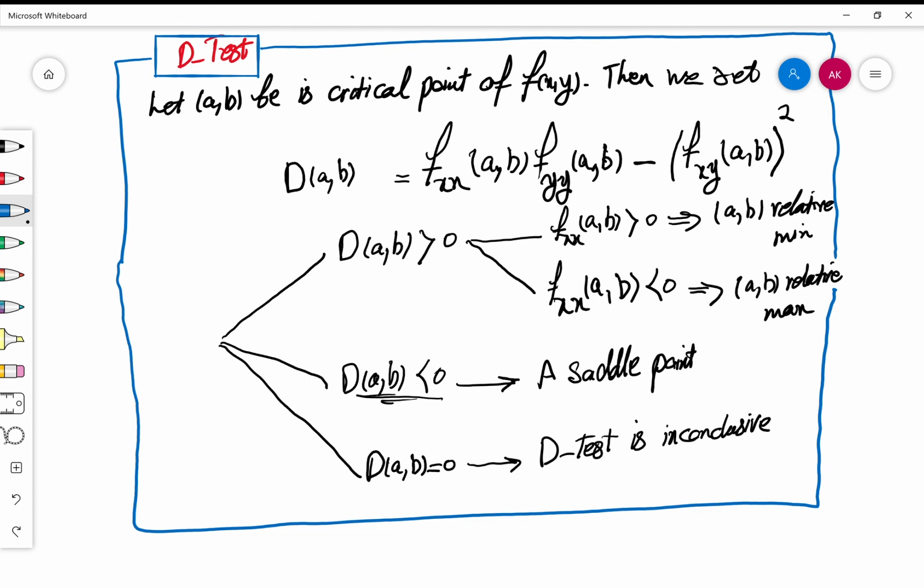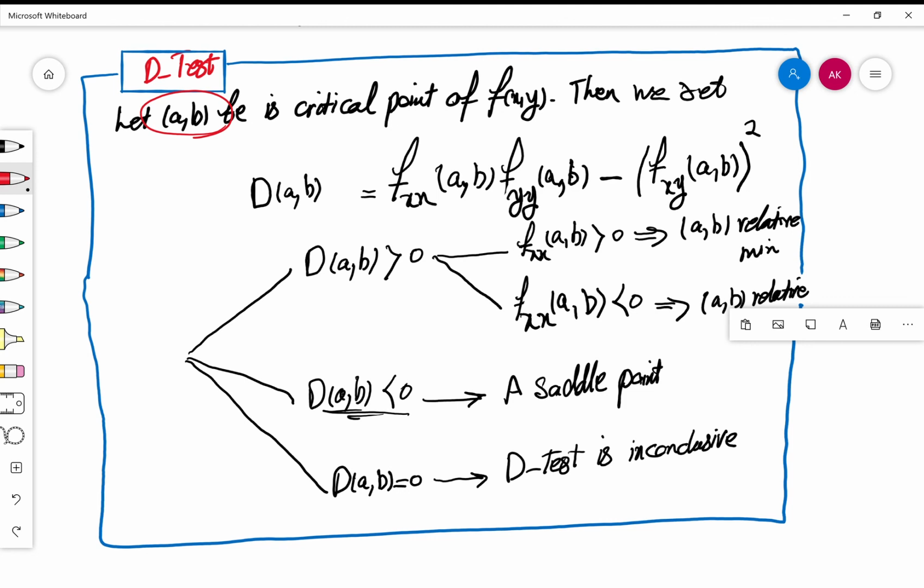So this is the whole D-test. First of all, you have to make sure that you pick a critical point. When you have a critical point, you form this value. We have D for that, and then you check the sign of the D. So this is checking the sign of the D, but then after that there is one more step to be able to establish the result.